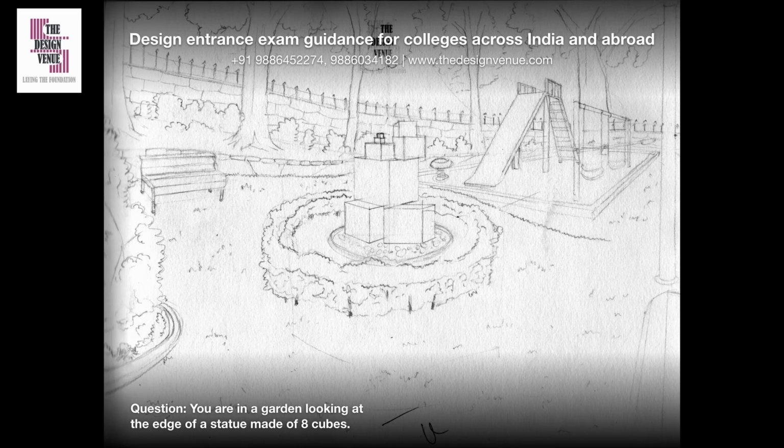In this example, you are in a garden looking at the edge of a statue made of 8 cubes. Now, this question is clearly specifying you looking at the edge. This means that you have to draw the drawing either in 2-point perspective or in 3-point perspective. Usually, you will have the option to choose between either of the 3 techniques, 1-point, 2-point or 3-point. But this question is specific. Also, since this is in a garden, the ground will be covered with grass. So, you have to consistently use the texture of the grass throughout the drawing.